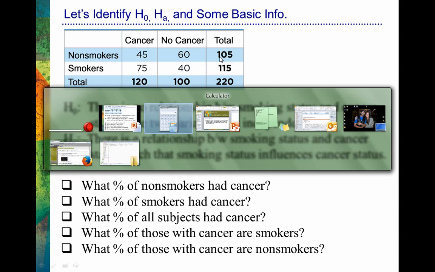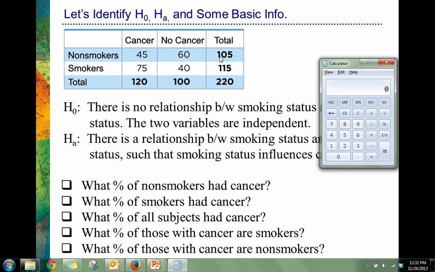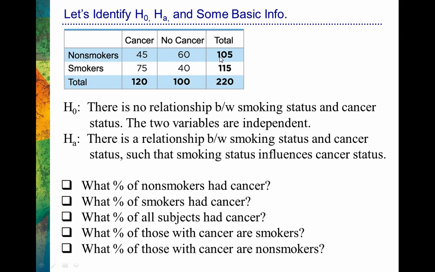So we can work that out real quickly. Let me pull up my calculator. We'd have 45 people divided by 105. That equals 0.428. We'd call that 0.43 or 43%. So I've got the calculation listed right here. Let's go ahead and just go through these real quickly just to make sure we can answer these questions, because we just simply want to be able to understand how to draw information from these tables so that we can interpret our results. So what percentage of smokers had cancer?